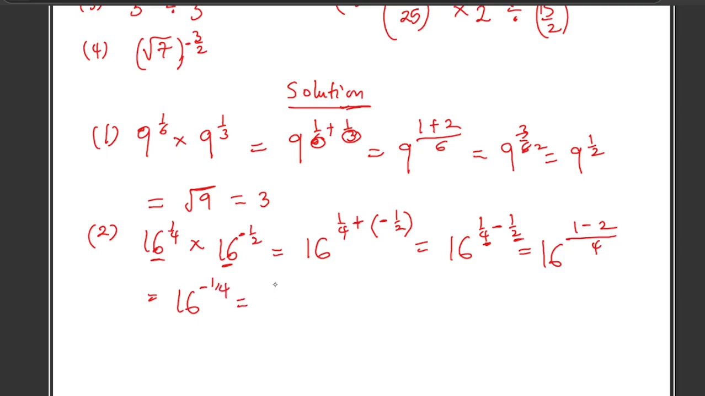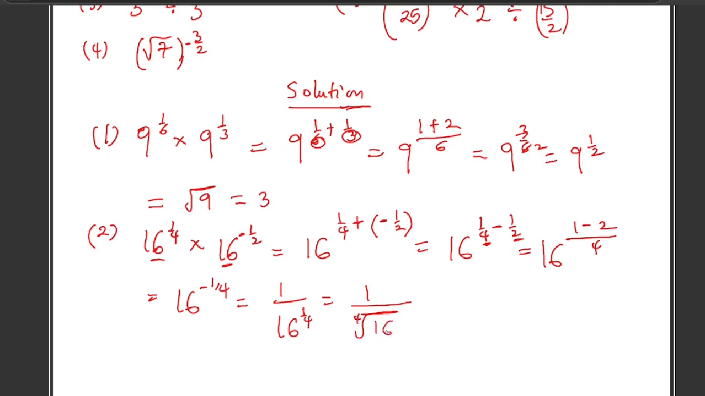And you can simplify this further. You can see that you have a negative fractional power here. We apply the law of negative indices, so let's remove the negative sign. That becomes 1 over 16 to the power 1 over 4. Now the fractional power means the 4th root of 16.